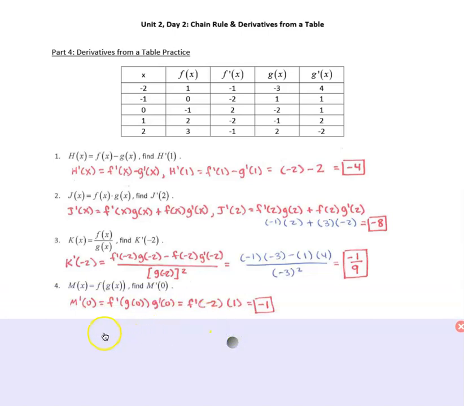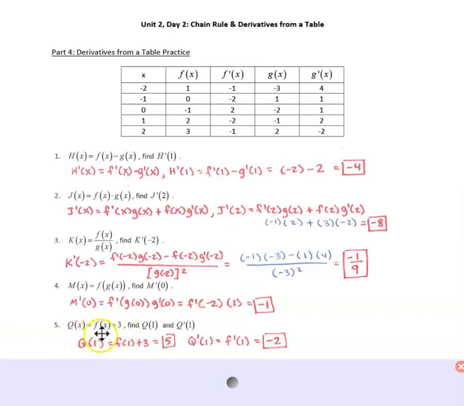Now we have a chain rule problem in number 4. So we take the derivative of our outside function f, leaving g intact, and then multiply by the derivative of our inside function. Then let's sub in values from the table. g of 0 is equivalent to negative 2. So that means we have f prime of negative 2 times g prime of 0, which was 1. And then from the table, f prime of negative 2 is negative 1. So this gives us a negative 1.